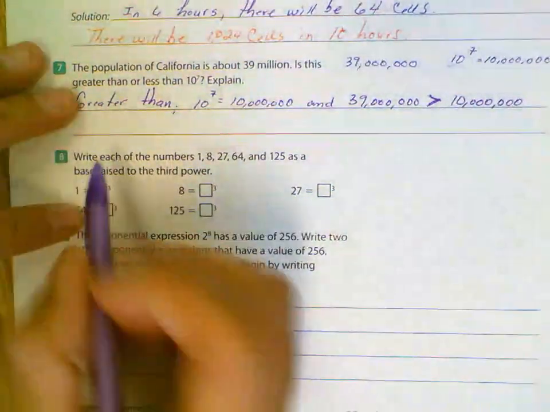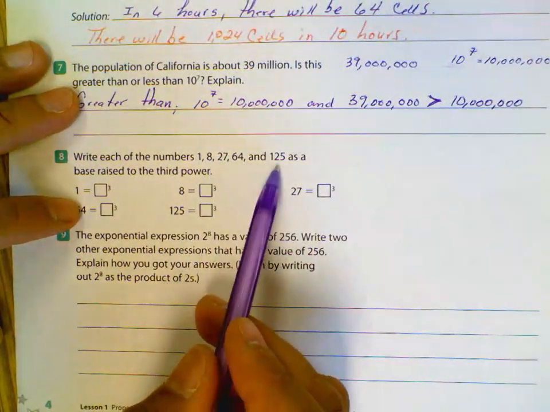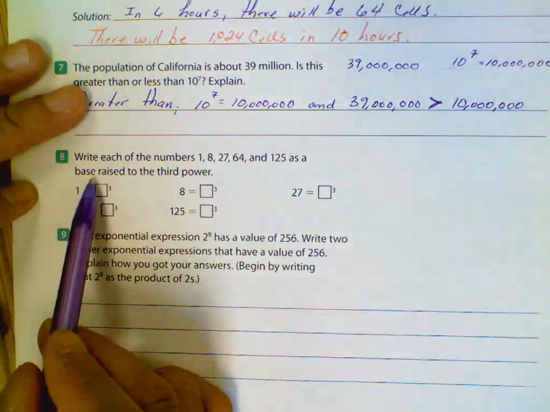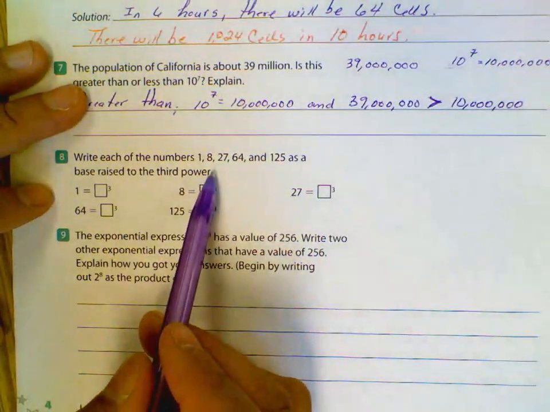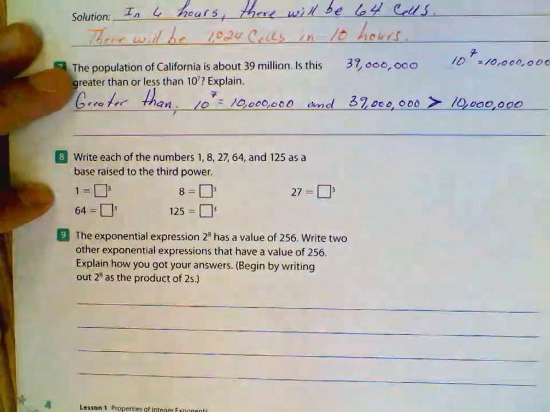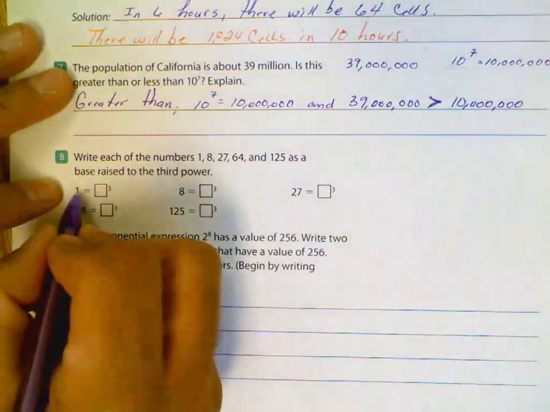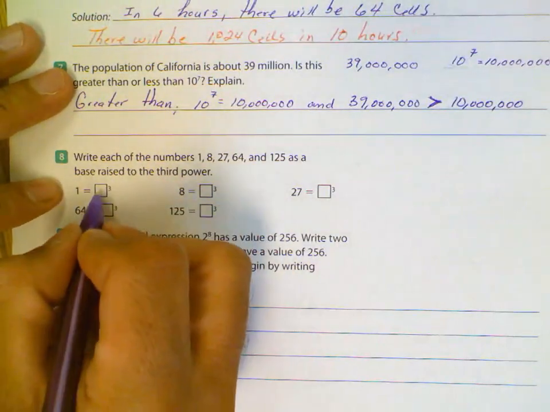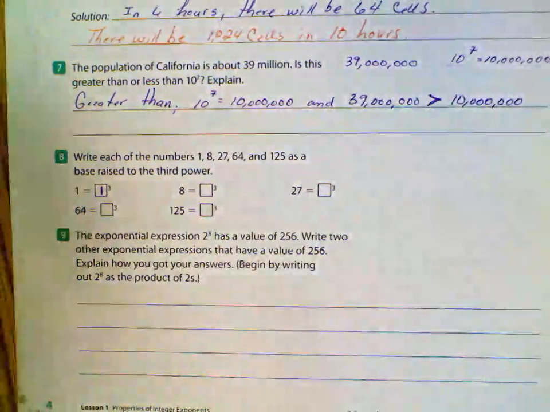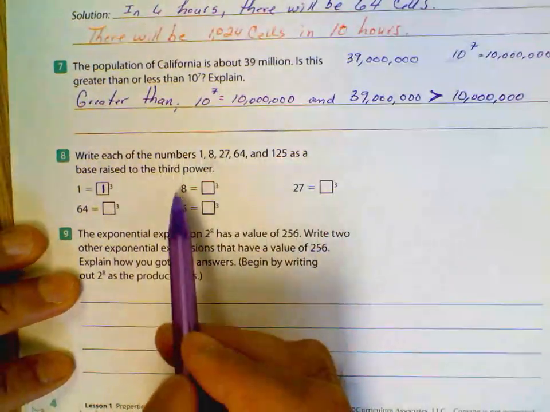Number 8 says, write each of the numbers 1, 8, 27, 64, and 125 as a base raised to the third power. So that means we're going to have to the third power. The power is going to be 3. So now we need to figure out the base. So in this case, 1 is always going to be its own base. So 1 is 1.